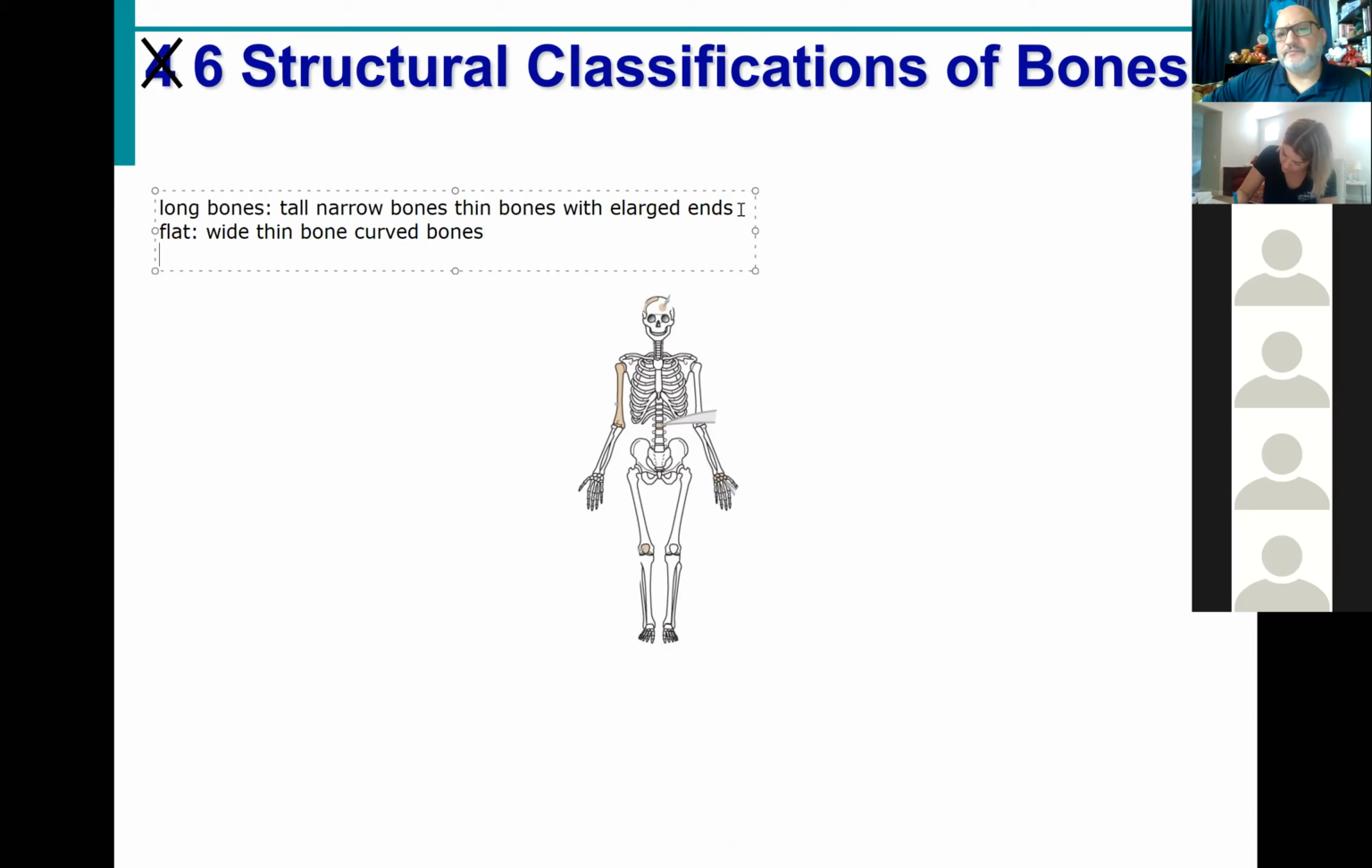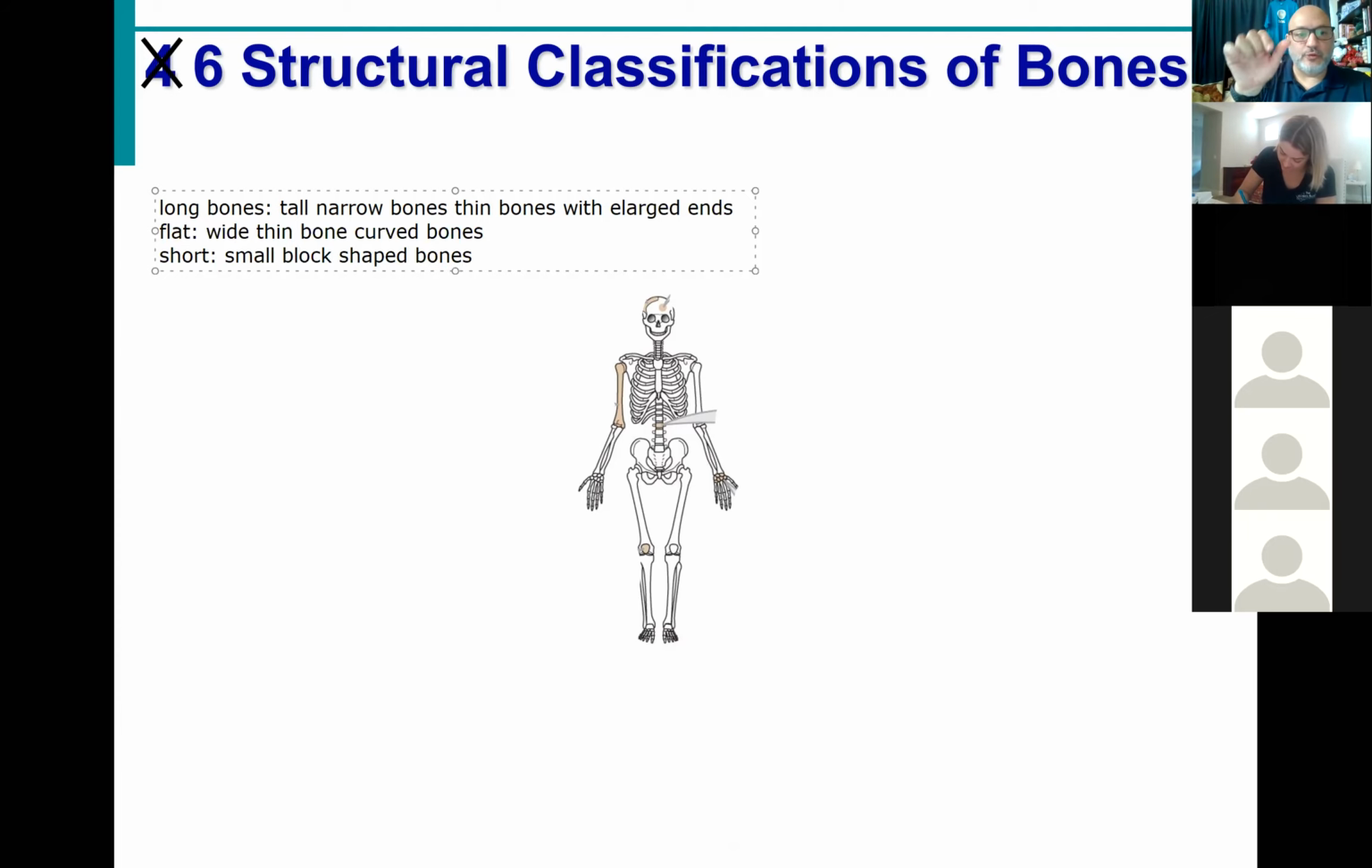What's next? Irregular. Short. Short. Excellent, short. How do we define short bones? Smaller than long. Yeah, they're small too. They're small, but they're small block shaped. They're kind of cubes, like block shaped, cube shaped.